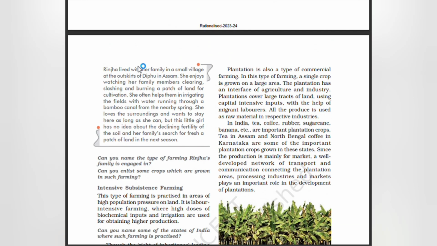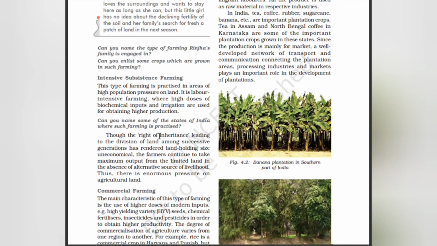Rinja lives with her family in a small village at the outskirts of Dibru in Assam. She enjoys watching her family members clearing, slashing, and burning a patch of land for cultivation. She often helps them in irrigating the fields with water running through a bamboo canal from the nearby spring. She loves the surroundings and wants to stay here as long as she can. But this little girl has no idea about the declining fertility of the soil, and her family search for a fresh patch of land in the next season.